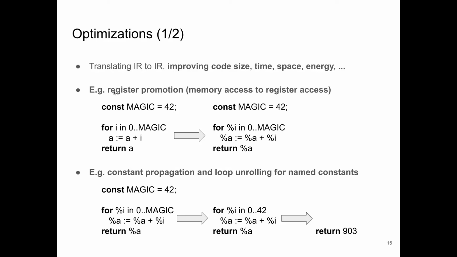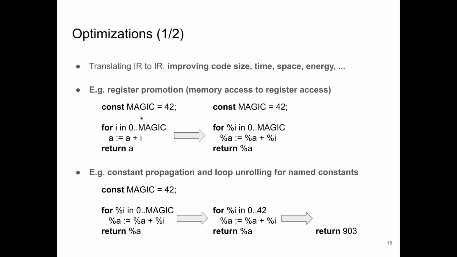The first one is register promotion, which is basically converting a memory access to a register access. Usually registers are closer to the CPU, so they consume less energy, and they are much faster to access. On the other hand, they have very small size. Registers have only hundreds of spaces, while memory usually has gigabytes of space.